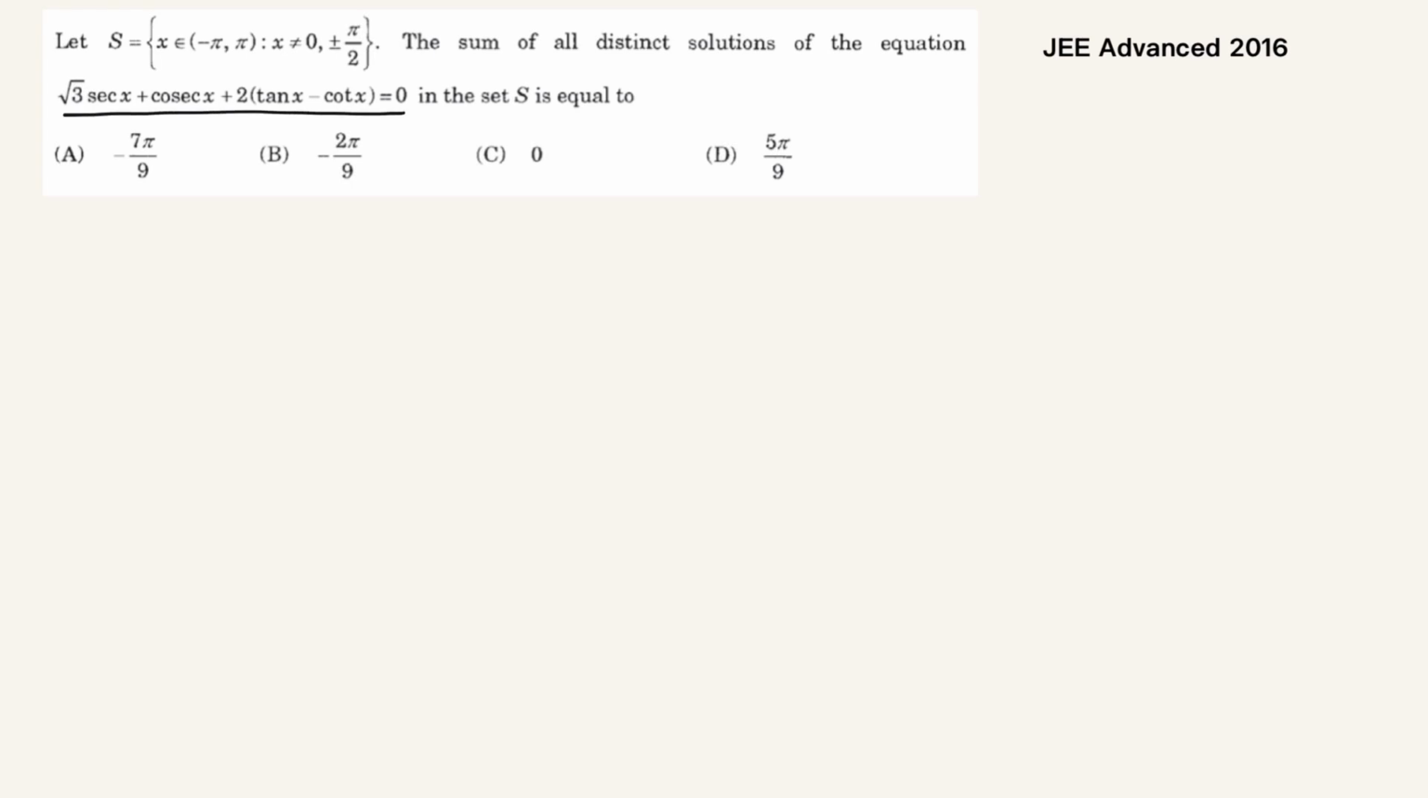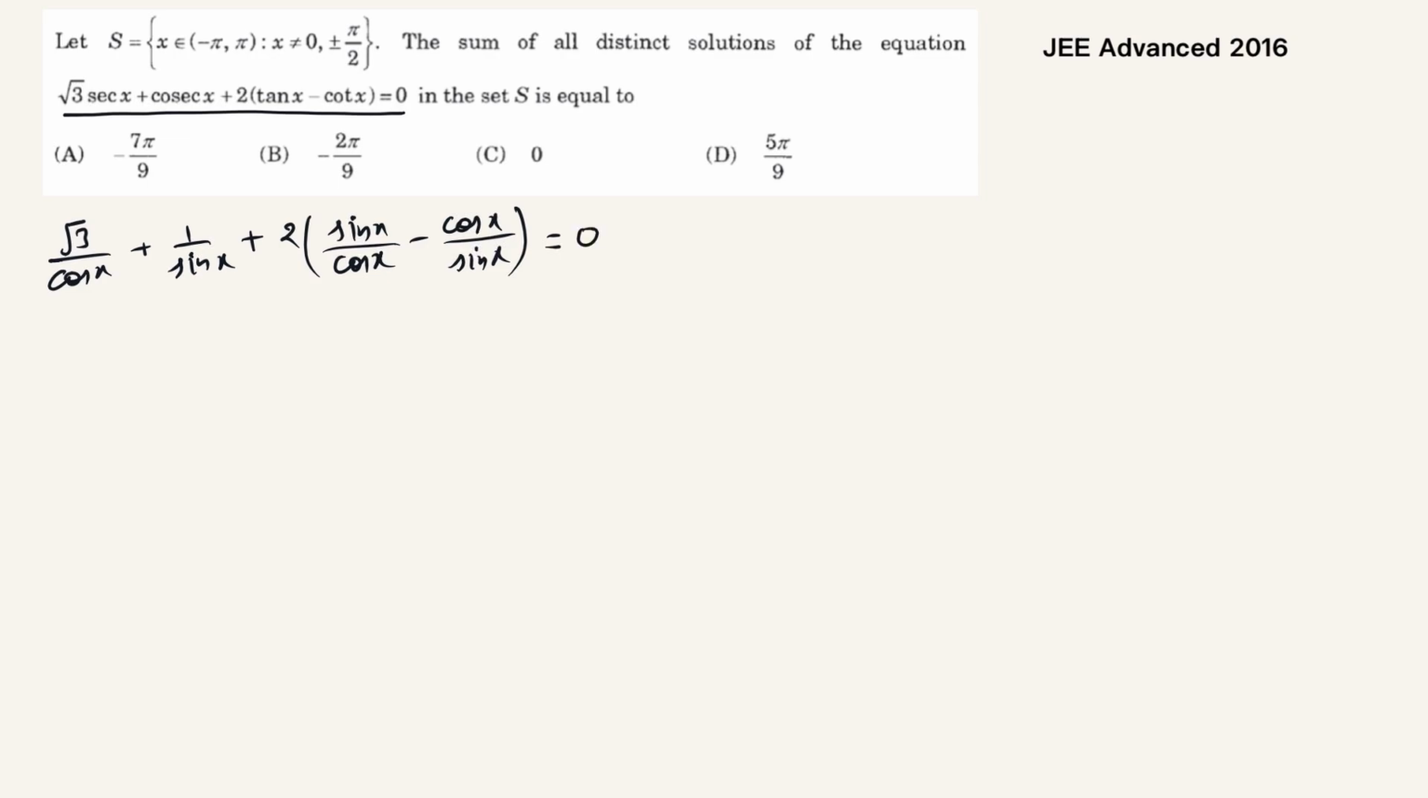This is our trigonometric equation, and we have to find its solutions, which are in the set S, which is minus pi to pi. First, we will simplify the equation. And to do that, we will write all the expressions in terms of sine and cos. So our equation will be root 3 over cos x plus 1 over sin x plus 2 into (sin x by cos x minus cos x by sin x) equals 0.